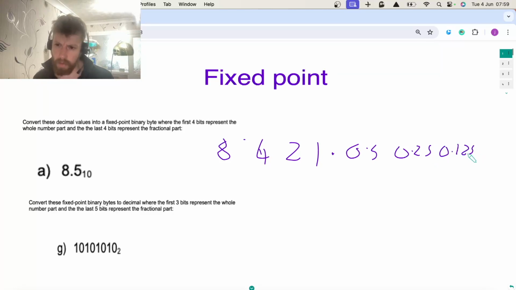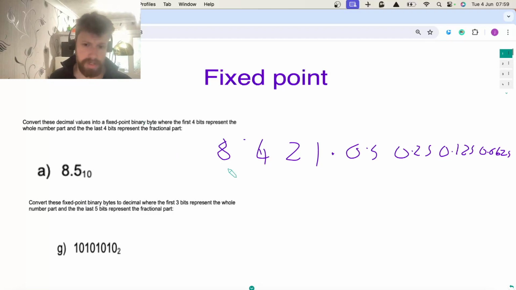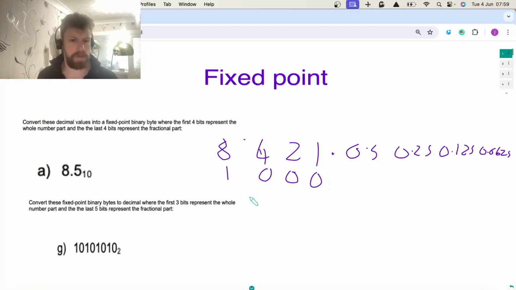0.125, and it does say 4 bits, even though we're not going to use it, but it would be 0.0625. Okay, now you just do your normal binary conversion, so it's going to be 1 for the 8 there, so that's 8, and then the decimal part is going to be 1 0 0 0, like that, and that's how you convert it in there. If you need to do subtractions, that's absolutely fine, but yeah, that's how you do that, people.